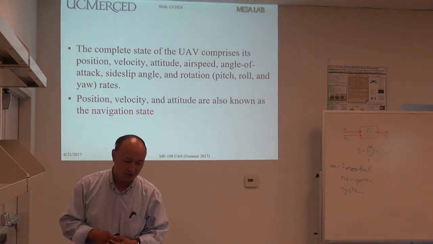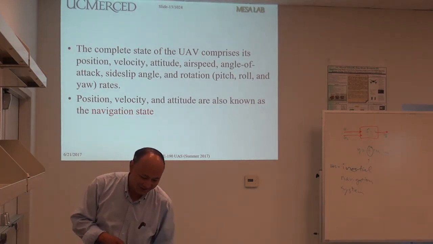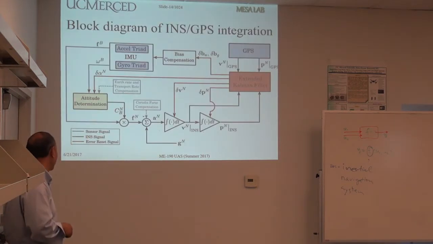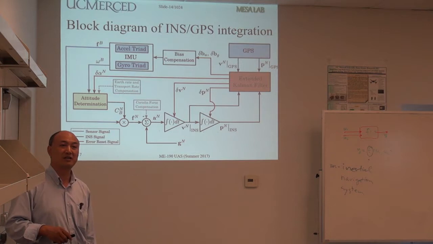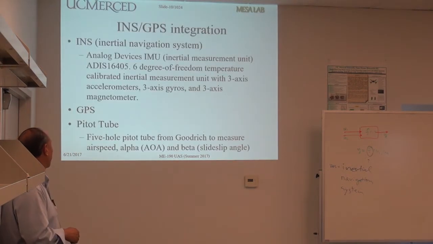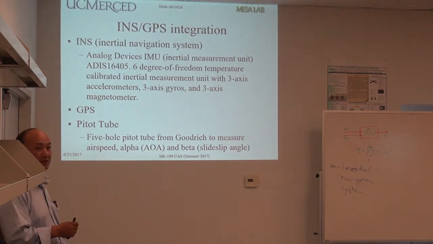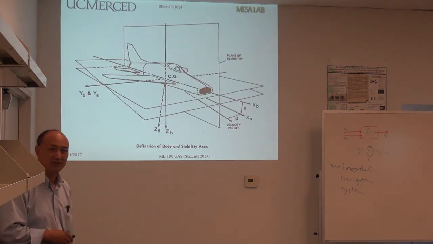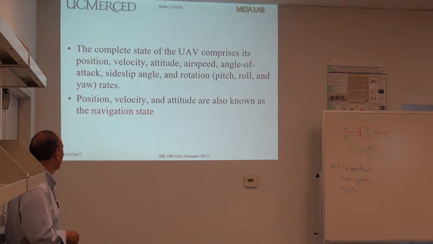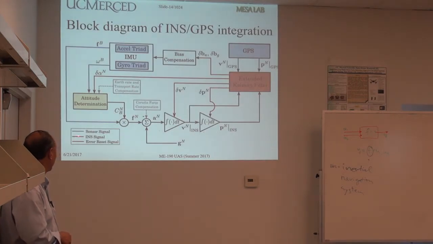Here, I'm going to draw a diagram for you. Be careful about the different lines. The green lines are directed from the sensors. The black line is called the INS sensor. What is the INS sensor? I told you, it is this 9 degree of freedom sensor here. That sensor is very small and also inexpensive, a few hundred dollars.